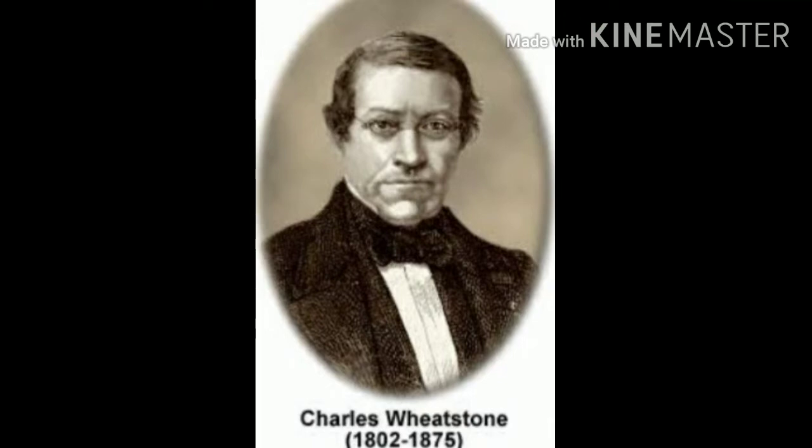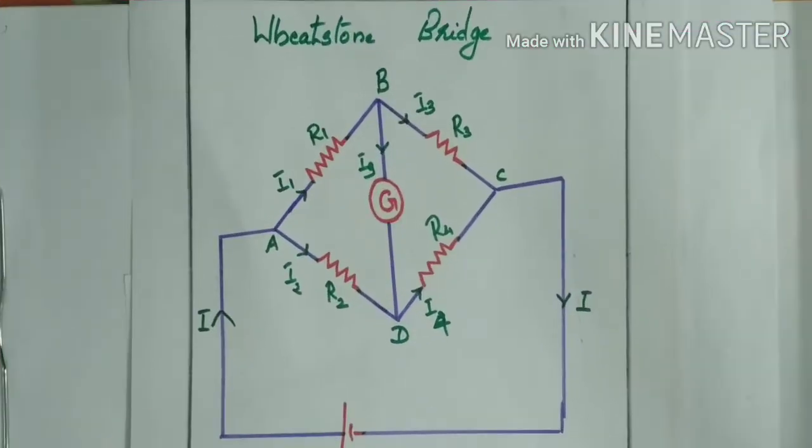Today we are going to discuss the Wheatstone Bridge, a special design made by the scientist Charles Wheatstone. Now we can study what the Wheatstone Bridge is. A Wheatstone Bridge is a combination of capacitors or resistors in the form of a bridge. This design was made by the scientist Wheatstone, and hence the bridge is called the Wheatstone Bridge.